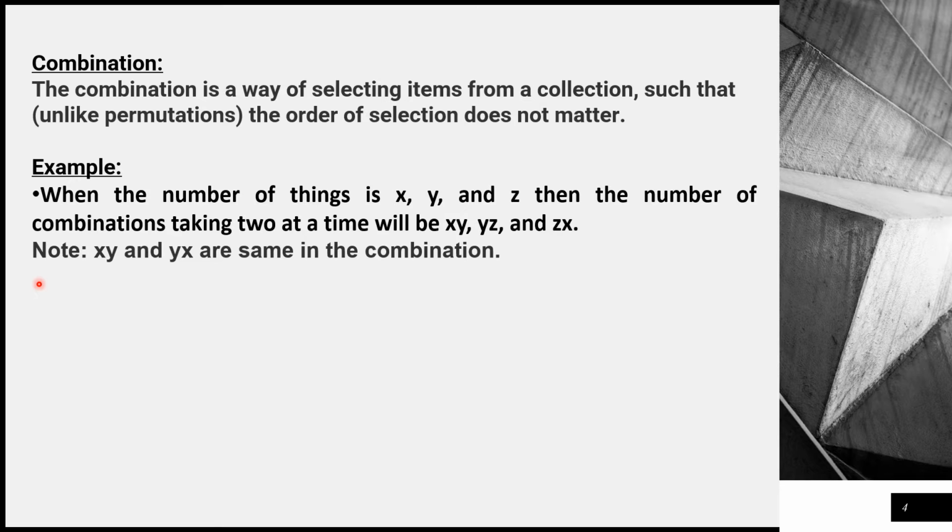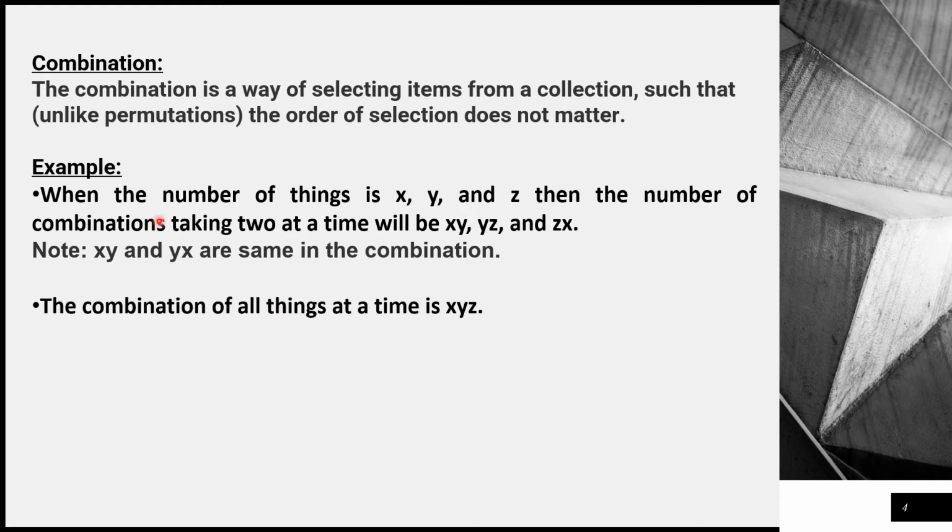Here I have given a note: xy and yx are the same in combinations, right? Here the order of selection does not matter, so xy and yx both are the same. We'll see another similar example. The combination of all the things gives xyz. Here also zxy is the same, yxz is the same. You can take anything.